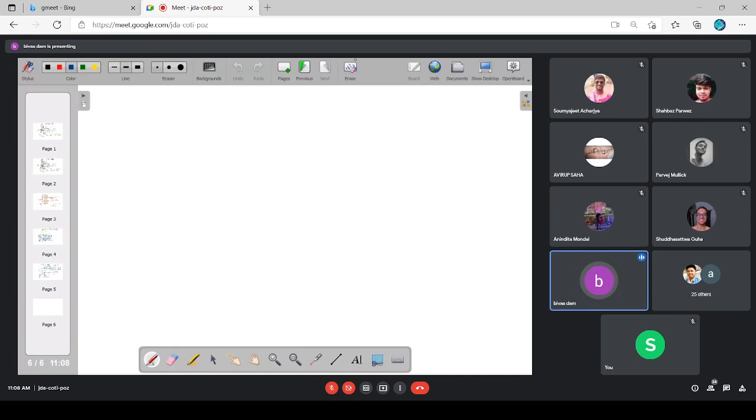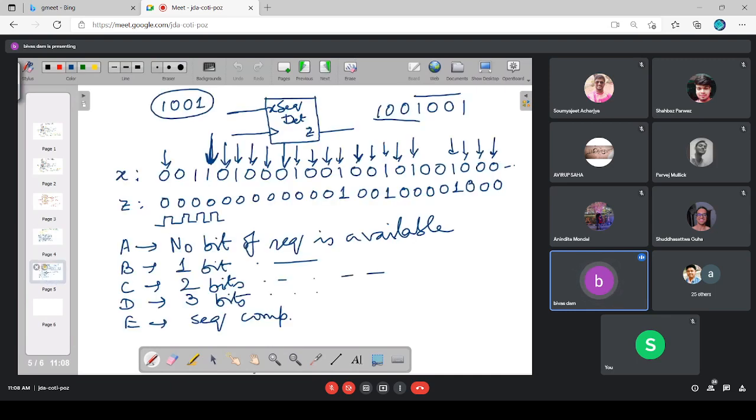What is history? I described that in natural language. History A is nothing but it says that no bit of the sequence is available to the circuit. So it is not binary. It is in natural language. But the digital circuit cannot understand the natural language. It can only understand the binary language. So how many states are there?